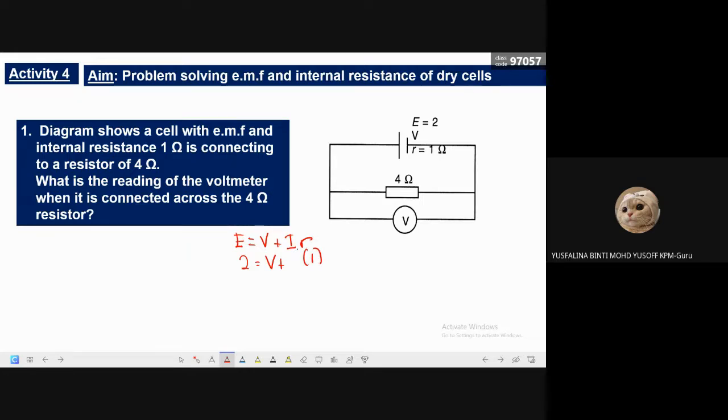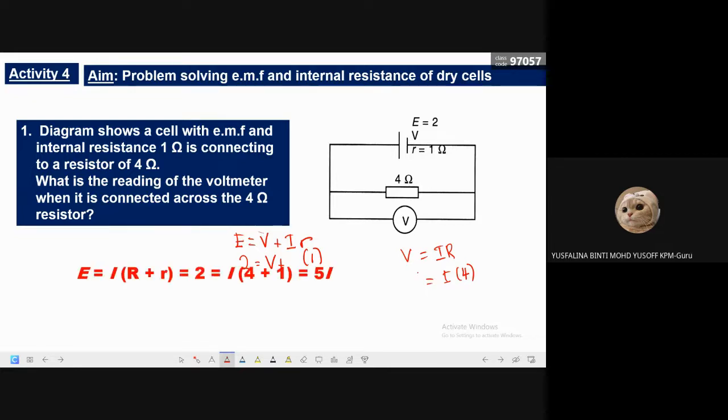Teacher, there is no current given. Yes, you can use V equals IR here. So your V is actually, this is 4, right? The current is I and the resistance is 4. So V equals IR. It's connected with internal resistance 1 ohm, and the EMF is connected to the resistor of 4 ohm. What is the reading of the voltmeter when it's connected across it? When you want to find V here, V equals IR.